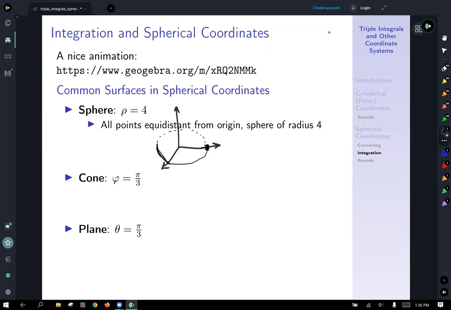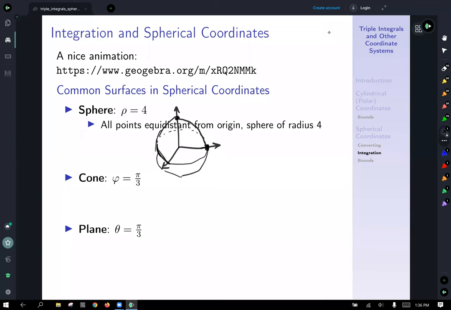But we could also let phi vary. So we would have another 4 away from the origin on the z-axis, and if we let that vary, we would just swing that down. And what you're going to see is you're going to generate yourself a sphere as you fix rho and let theta and phi vary.